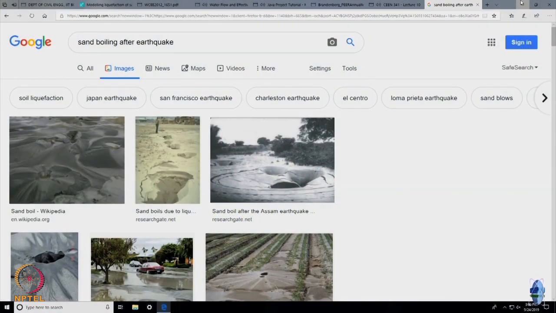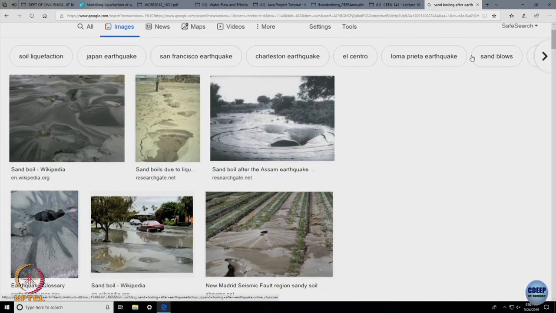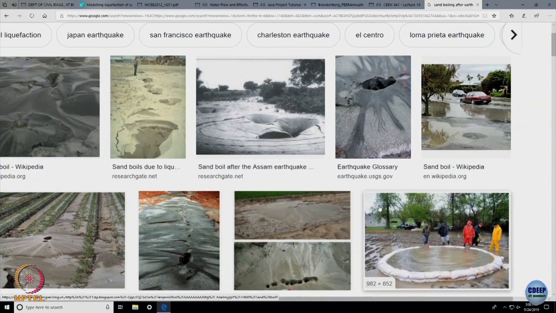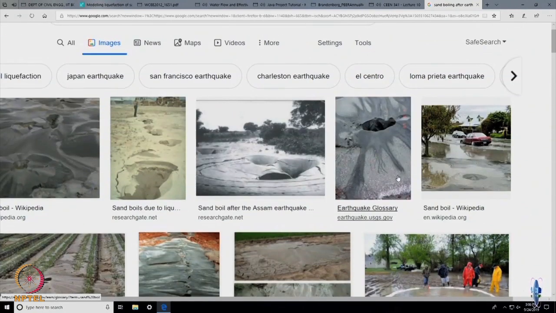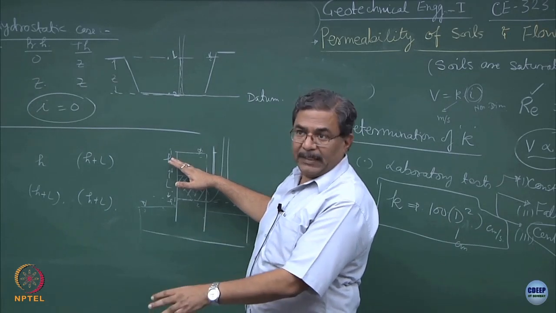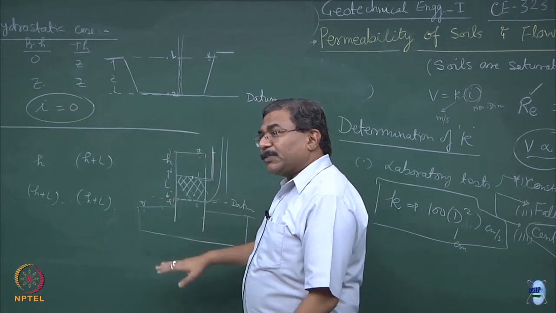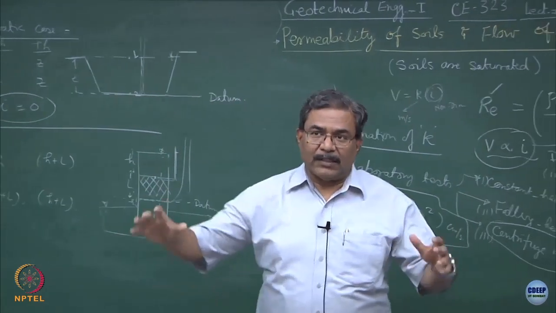So, if you type on net, sand boiling, alright. This is what happens when an earthquake strikes, and if you really want to do the analysis of these type of situations, what we are studying here is a static case, though this is a hydrostatic case and I am trying to convert this problem into a flow through the porous media case. A real dynamic case will come when an earthquake strikes the deposits or the soils and tries to liquefy.